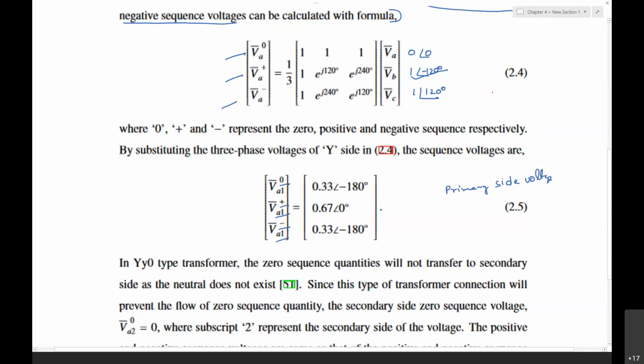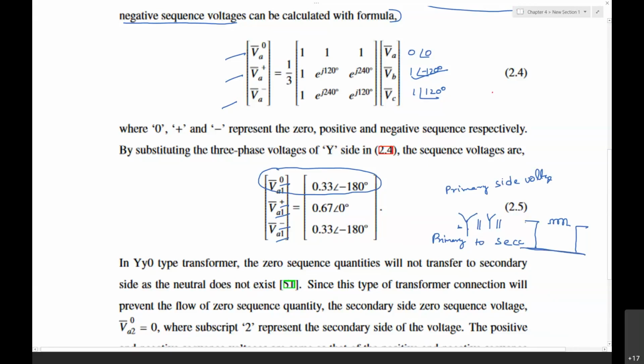Now, we need to convert to the secondary side of the transformer. Because this particular transformer has no neutral and is not a grounded transformer, the zero sequence voltage is obviously not going to flow from the primary side to the secondary side, because the zero sequence path is open. That is what we studied in symmetrical component theory for the different types of transformer.